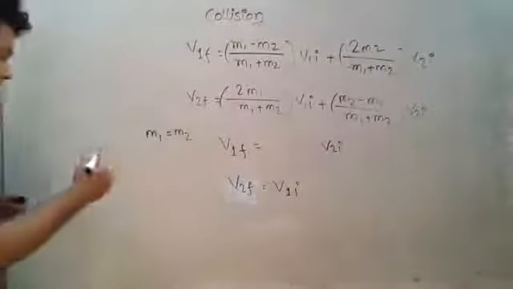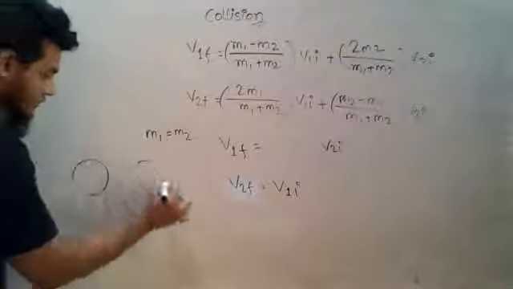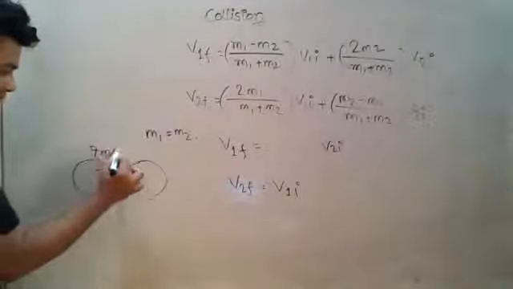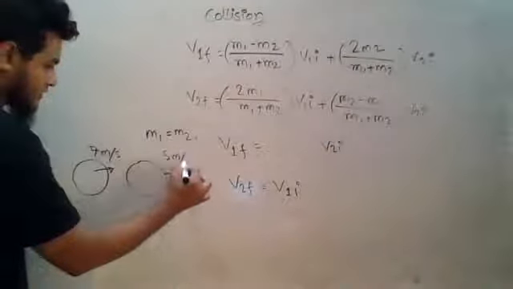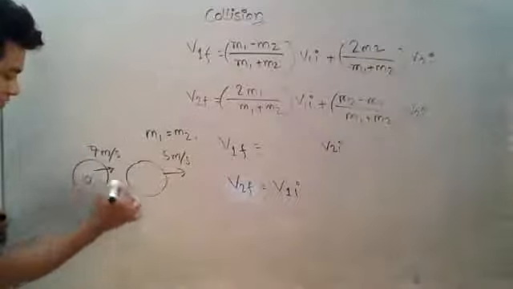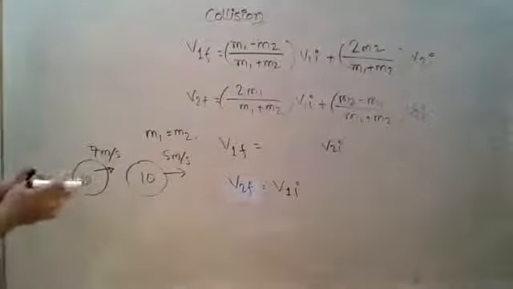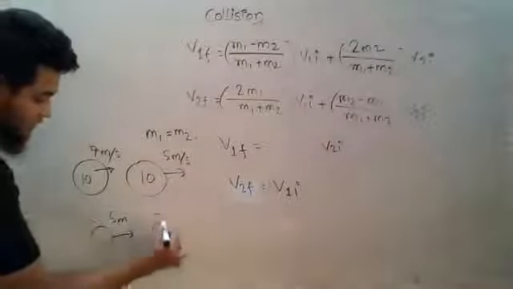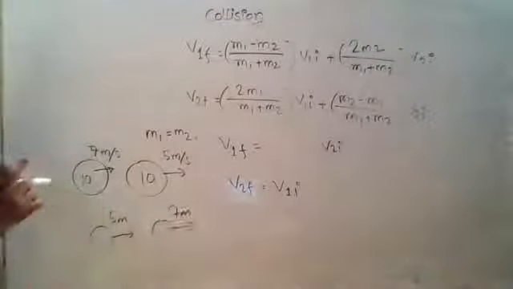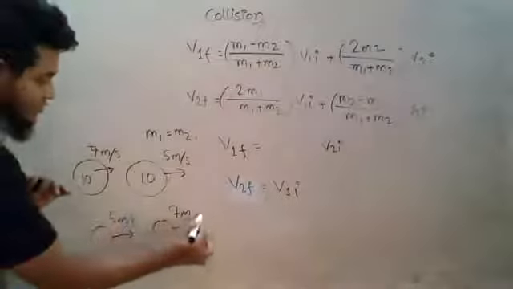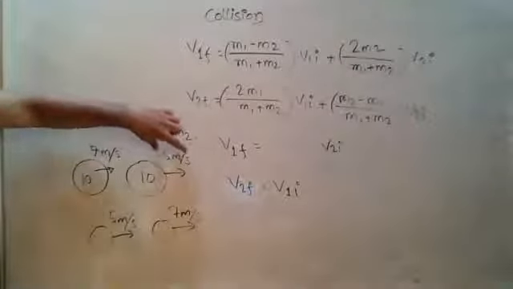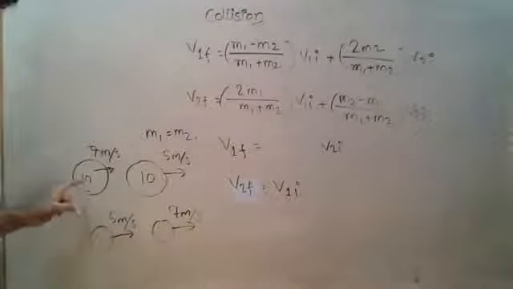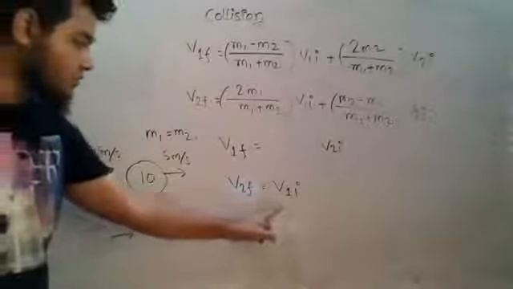For example, if I want to explain with numbers, it will be something like this. If this is moving with 7 meter per second, and this one is moving with 5 meter per second, now the masses are equal. This is 10 kg, this is also 10 kg. Then after colliding, what will happen? The velocity of this one will now be 5 meter per second, and the velocity of this one will now be 7 meter per second. What just happened? They exchanged their velocity. The initial velocity of the second body has become the final velocity of the first body, which we can see here, and the initial velocity of the first body has become the final velocity of the second body, which we can see here.